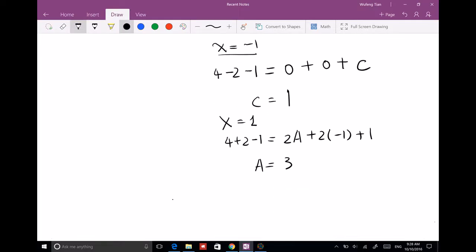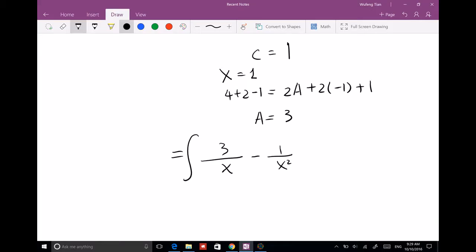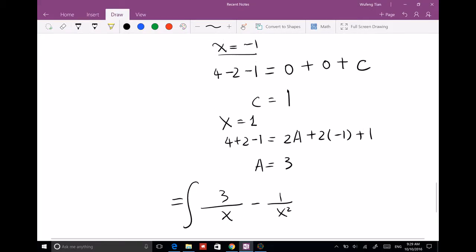So finally I got the decomposition as 3 over x dx, just put them together, minus 1 over x squared, because b is -1, right? Plus c is +1, so it's 1 over x plus 1 dx.